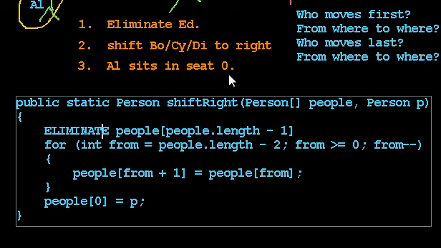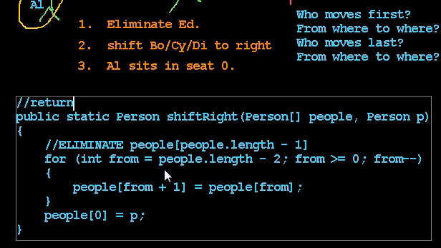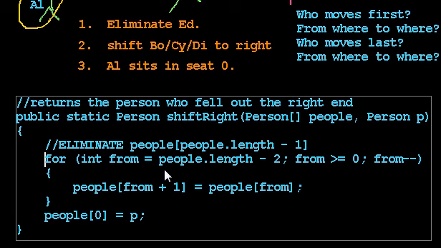Finally, there's this business of eliminate this person. Well, if I don't have this code at all, that person will effectively be eliminated, because when die sits on Ed's seat, Ed will get squashed out of existence, since an array position can only hold one person. So when we copy die into the position that Ed occupied, Ed is gone. But our method was supposed to return the person. Let's make a note of it. It's supposed to return the person who fell out the right end of the array. And who fell out the right end of the array? This person. So we want to return this person.